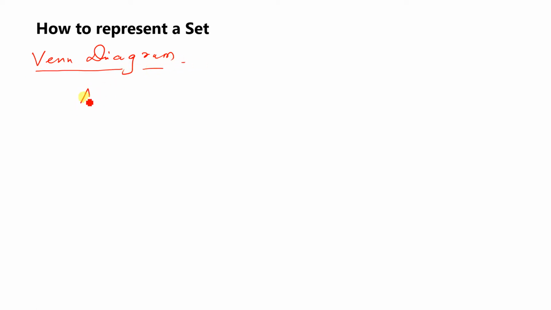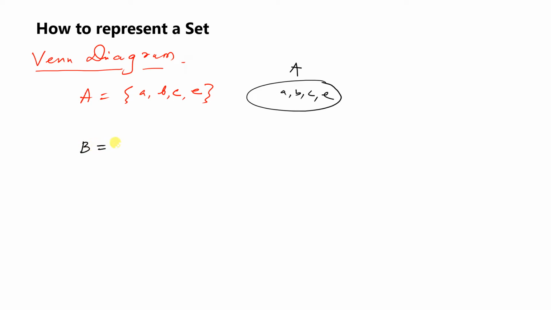Okay, so let's suppose A is equal to {a, b, c, e} is a set. Then you can represent this A by using a Venn diagram: just write down its name, A, and inside this write down a, b, c, e. Okay, so these are the examples of Venn diagrams. Similarly, if I write down B is equal to {1, 2, 3, and so on}, here write down 1, 2, 3, and so on.